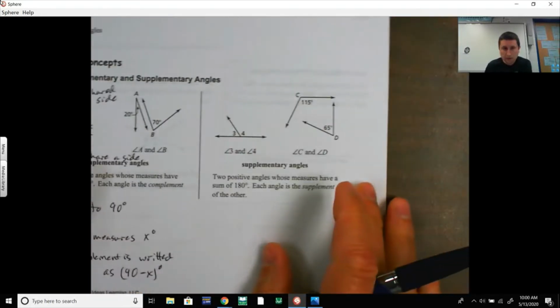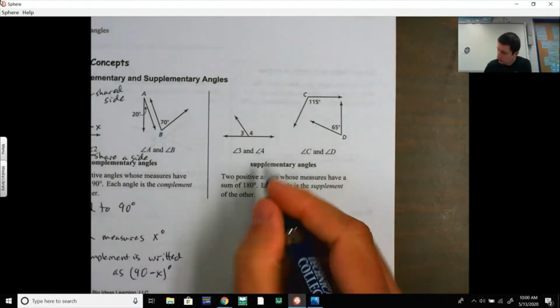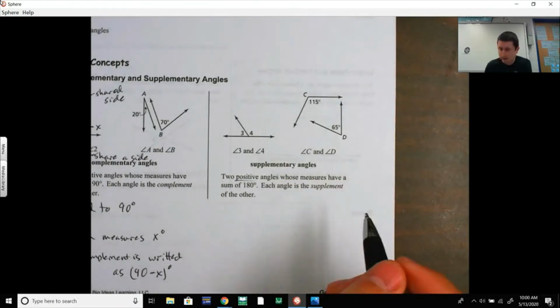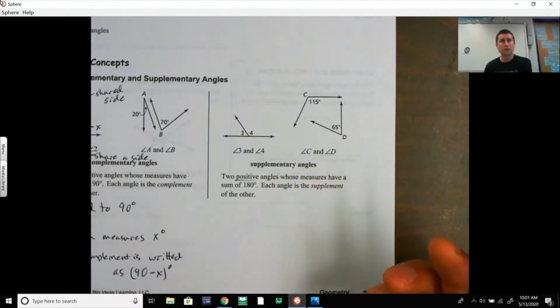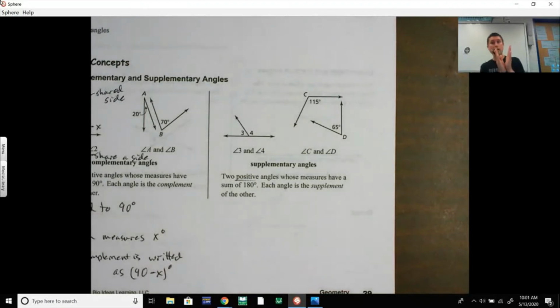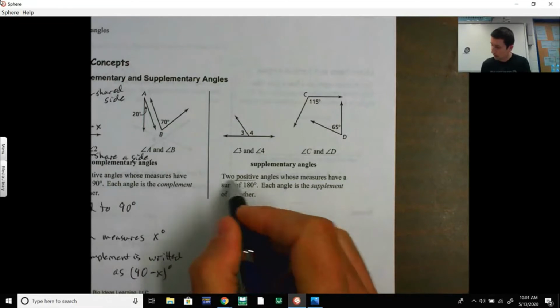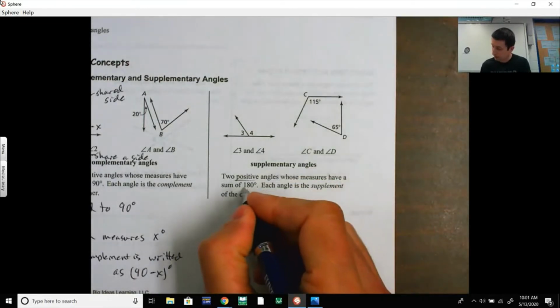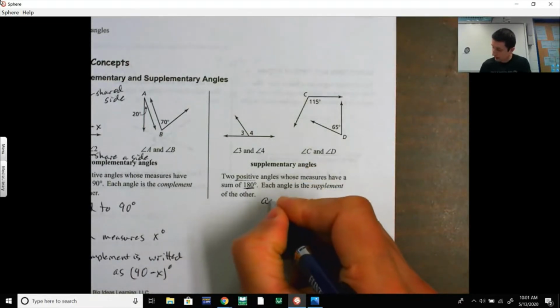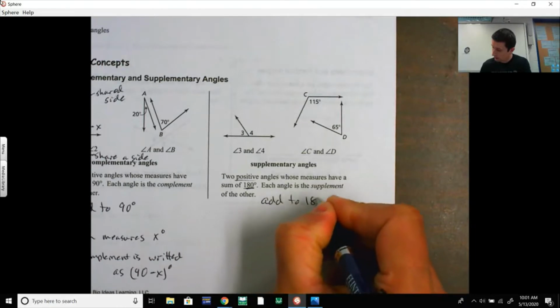Supplementary angles: 2 positive angles, they have to be positive again. Negative angles may be new, but when you get to advanced math, you're going to be dealing with negative angles. It deals not so much with a physical object of an angle, but with an amount of rotation. An angle is how much you're rotating. If you rotate 90 degrees or negative 90 degrees, it deals with the direction you go. So 2 positive angles whose measures have a sum of 180. They have to add to 180 degrees.